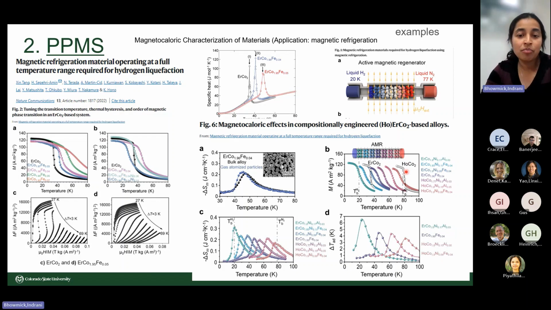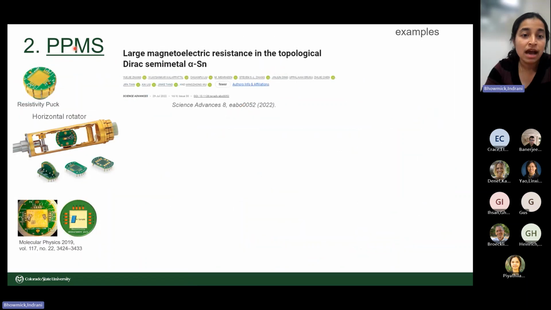But this whole study was done in the physical property measurement system. The other one I'll talk about is actually from the physics department. It uses the resistivity option and this horizontal rotator that has been used.